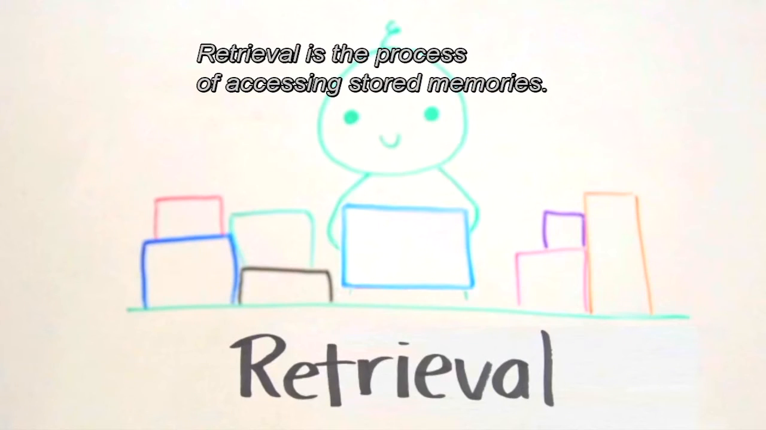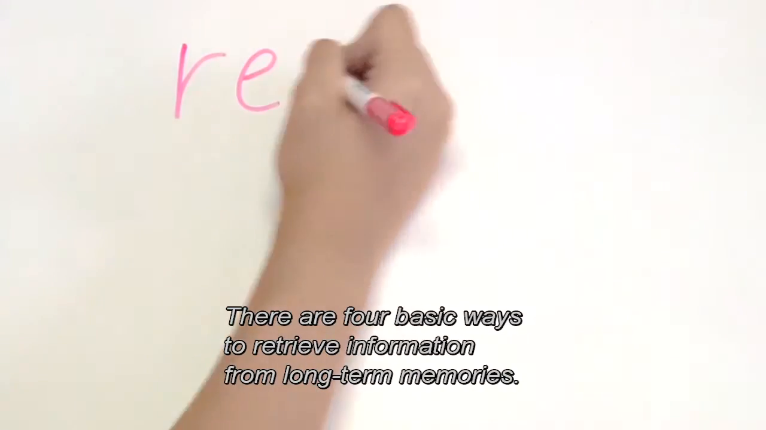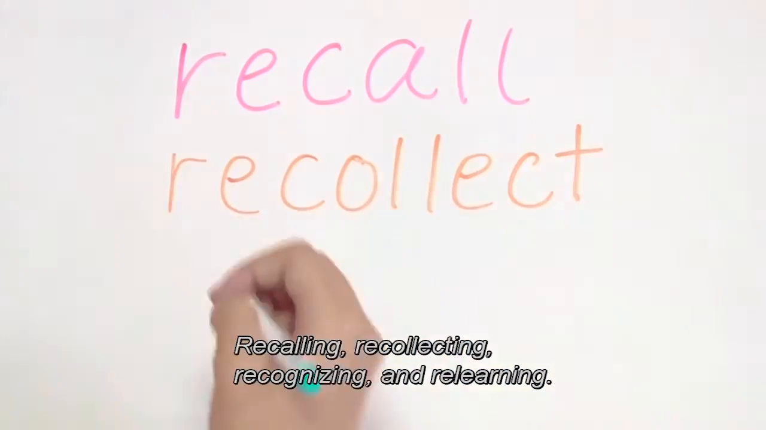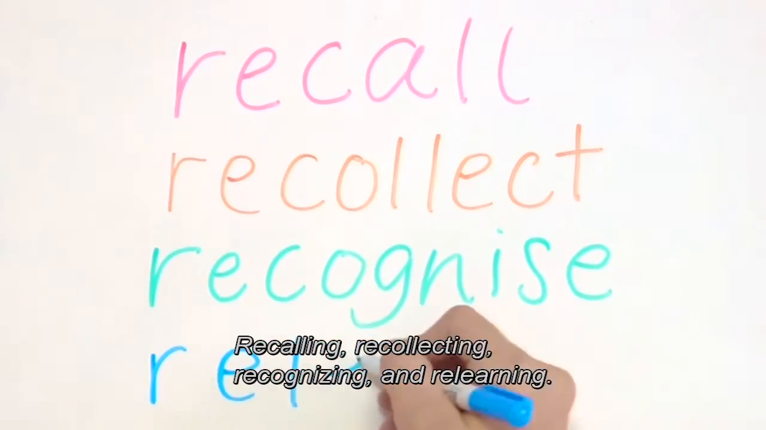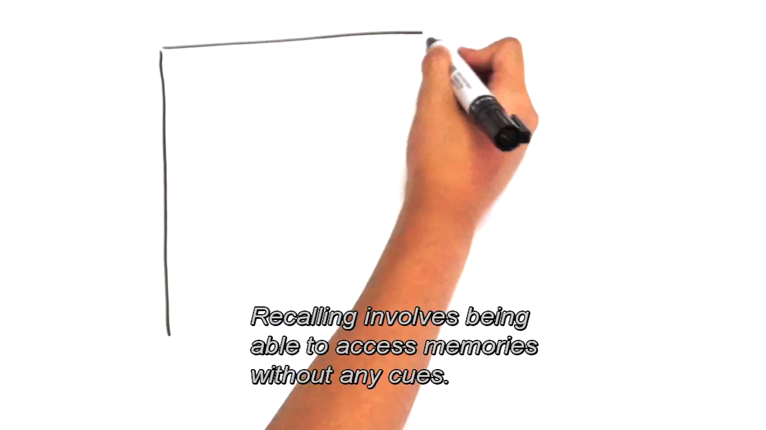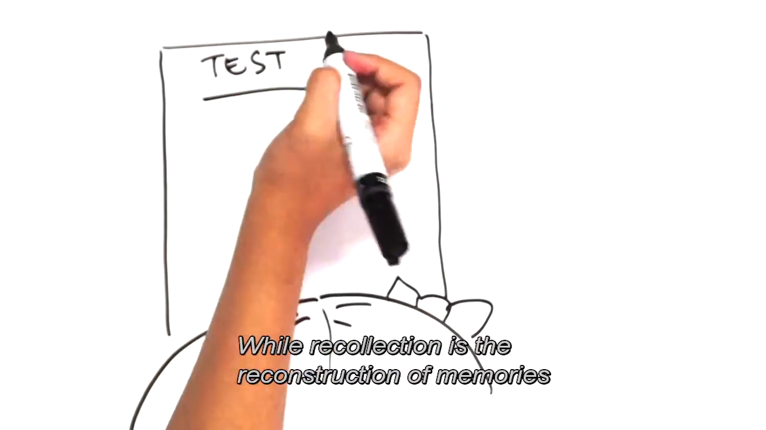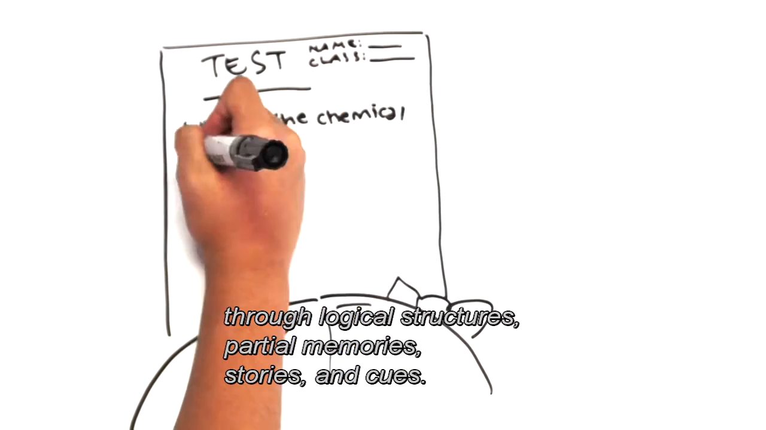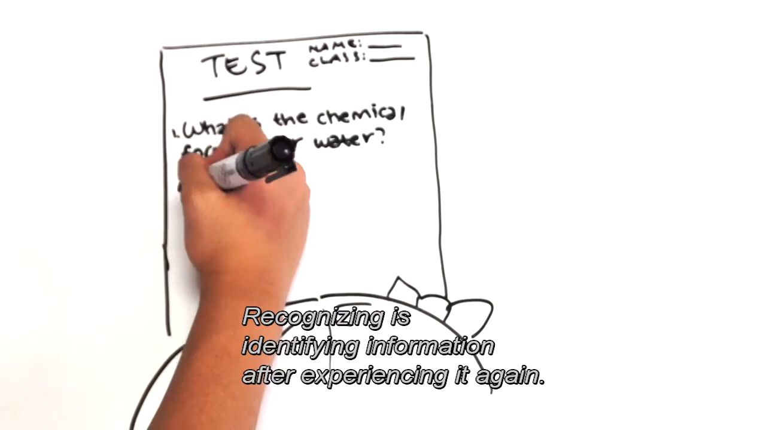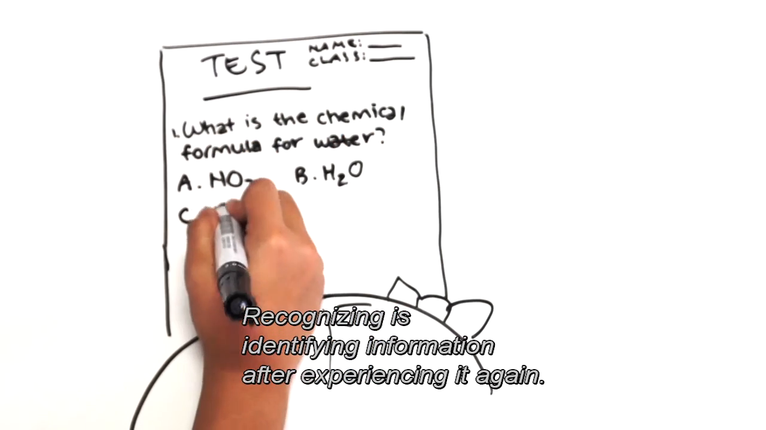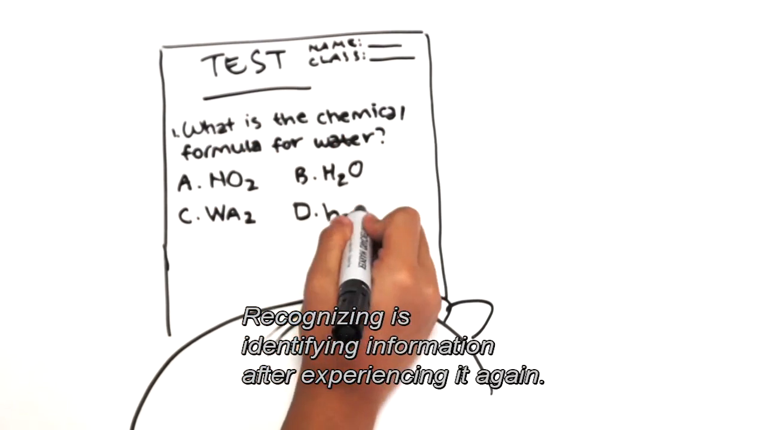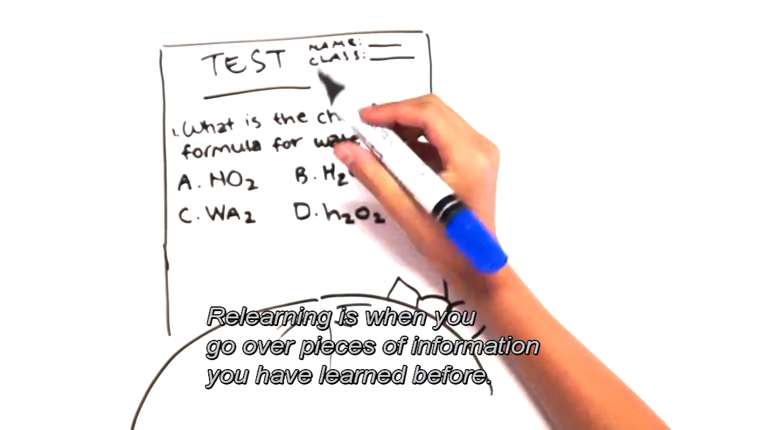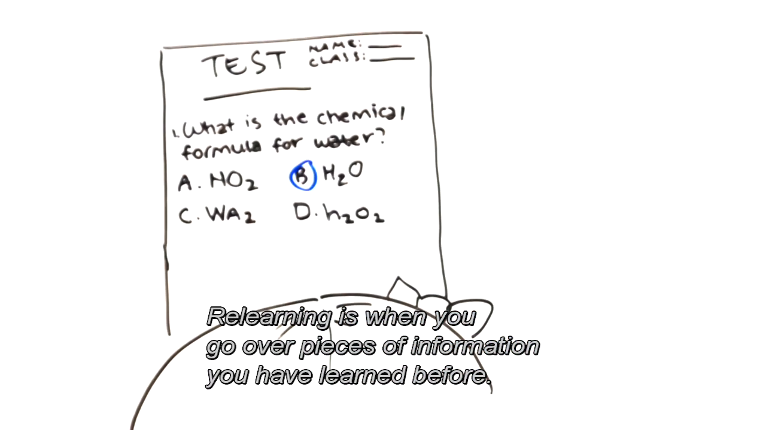Retrieval is the process of accessing stored memories. There are 4 basic ways to retrieve information from long-term memories: recalling, recollecting, recognizing, and relearning. Recalling involves being able to access memories without any cues, while recollection is the reconstruction of memories through logical structures, partial memories, stories, and cues. Recognizing is identifying information after experiencing it again. For example, answering a multiple-choice question. Relearning is when you go over pieces of information you have learnt before.